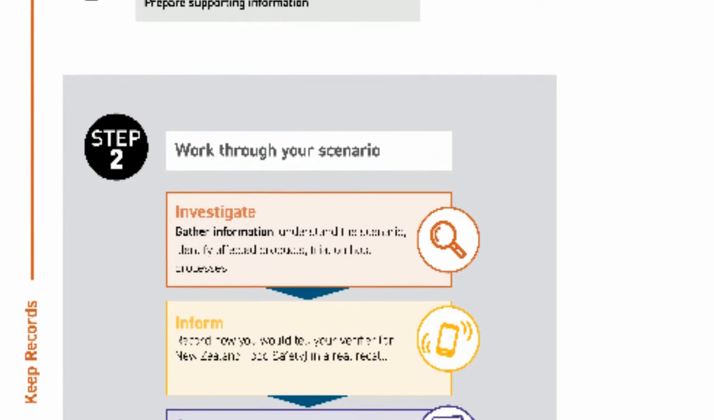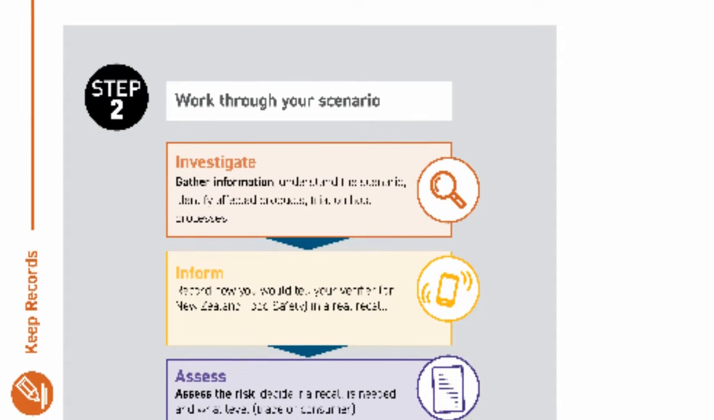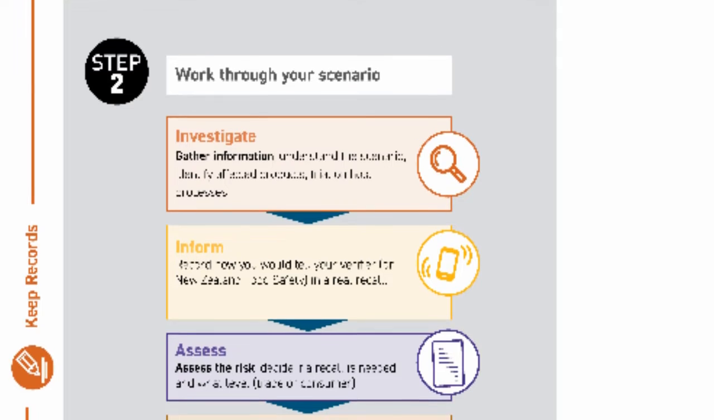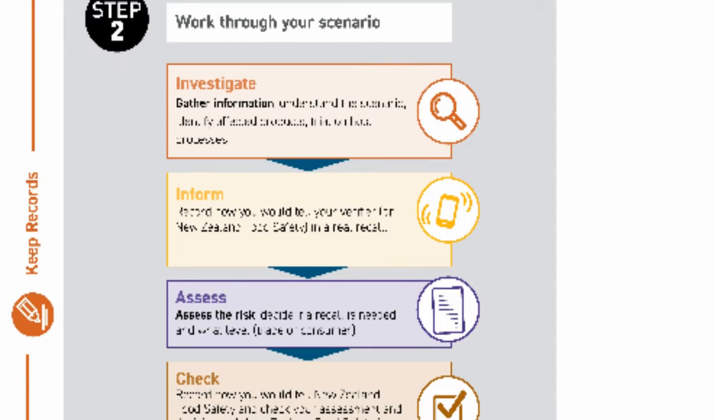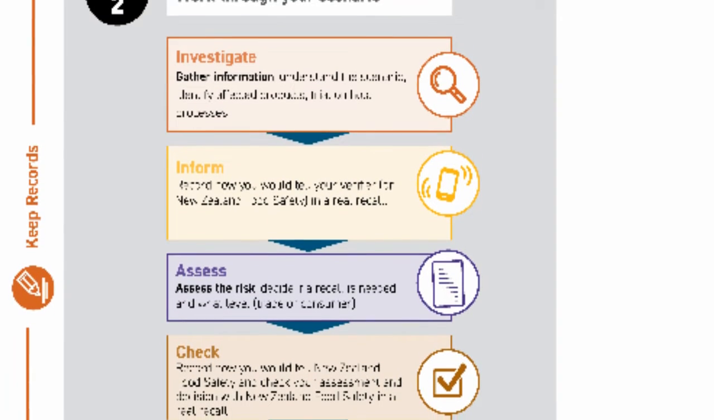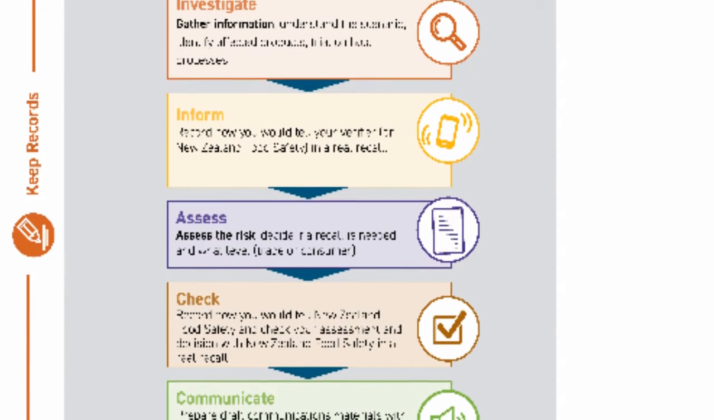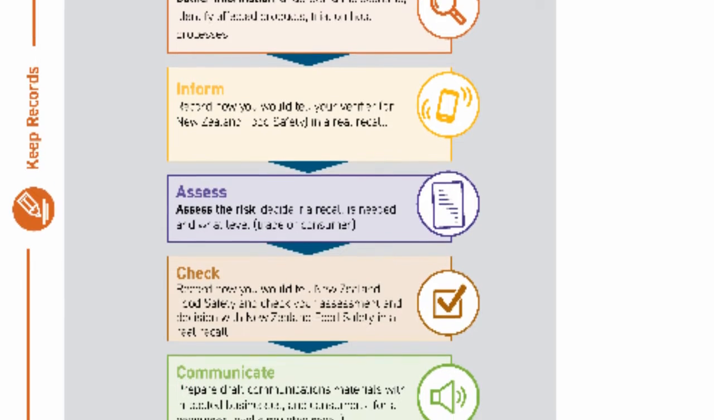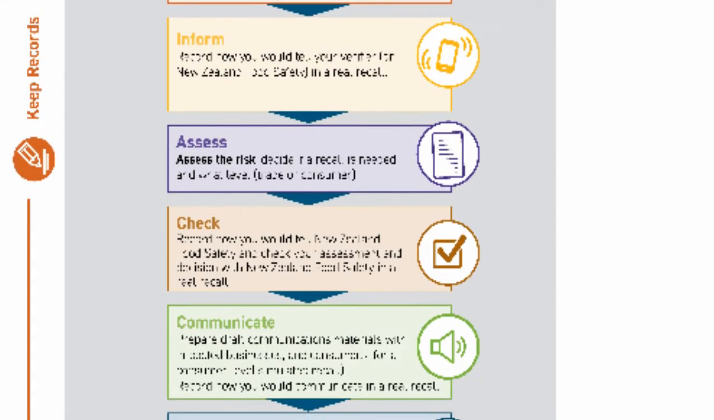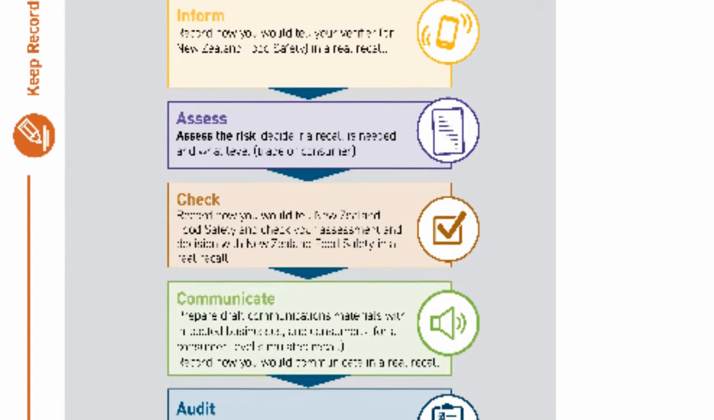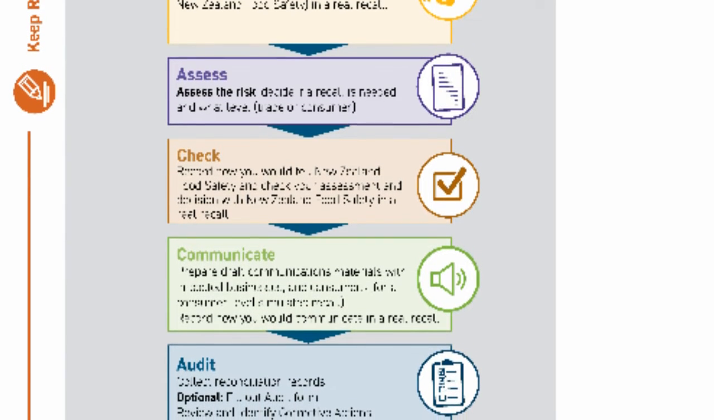Inform. Record how you would tell your verifier, or New Zealand Food Safety, in a real recall. Assess. Assess the risk, decide if a recall is needed and what level, trade or consumer. Check. Record how you would tell New Zealand Food Safety and check your assessment and decision with New Zealand Food Safety in a real recall. Communicate. Prepare draft communications materials with impacted businesses and consumers for a consumer-level simulated recall. Record how you would communicate in a real recall.